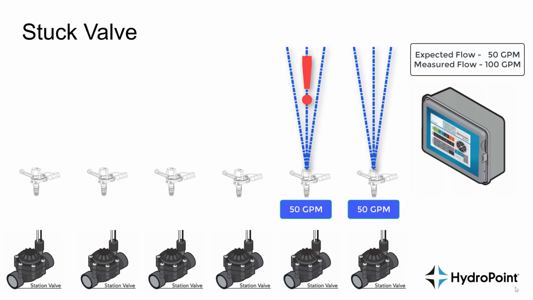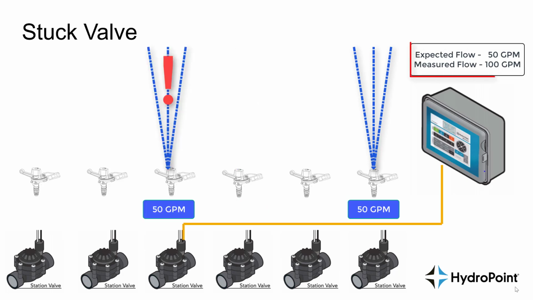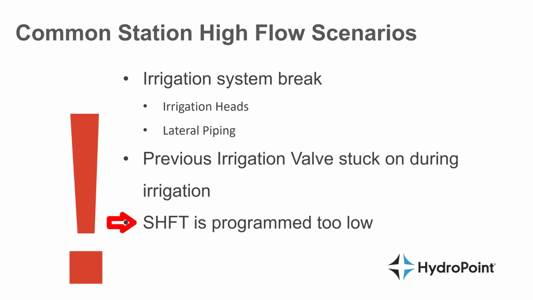You can see the telltale signs of a stuck valve when you look at your alert notification and you see 3 station high flow alerts that were created 3 minutes apart. That generally means that a valve stuck on, driving up the usage for the 3 valves that followed. And the final common station high flow scenario is if your station high flow threshold is set too low.